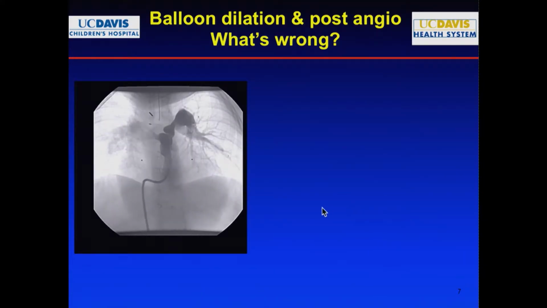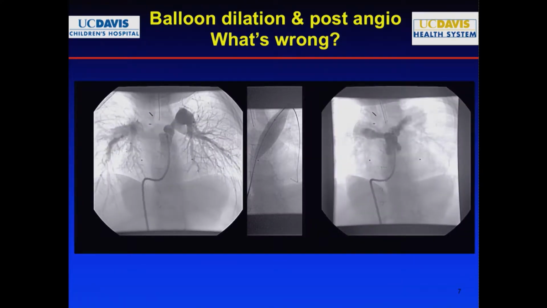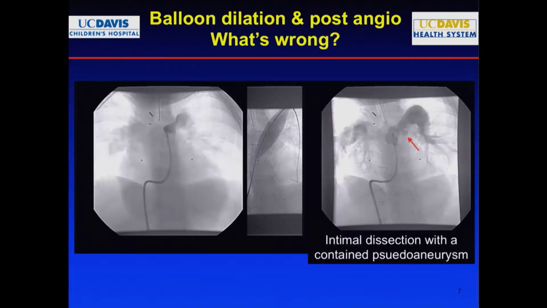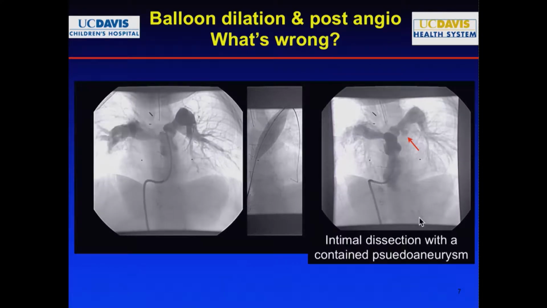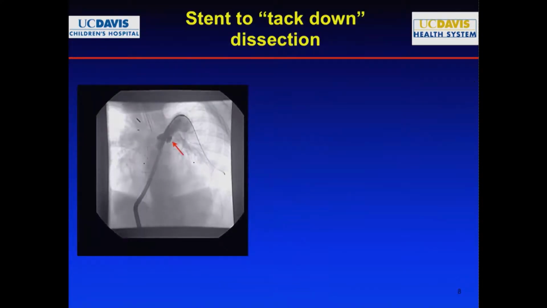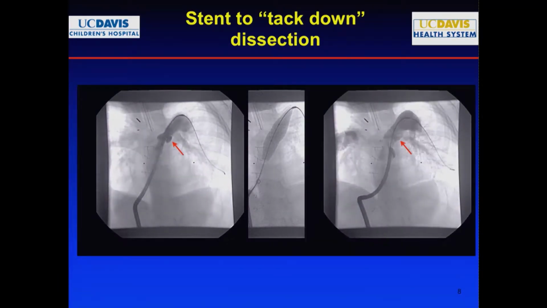Here's another example where you see a proximal LPA stenosis. We balloon it. And what's wrong with this picture? You see it? See the problem? You see there is a dissection. There's an intimal dissection. There's a contained pseudoaneurysm. What can you do about that? Well, you can actually now put a stent in because it's a dissection of the intima. You can tack it back down and get rid of that. So that's another thing you can do.